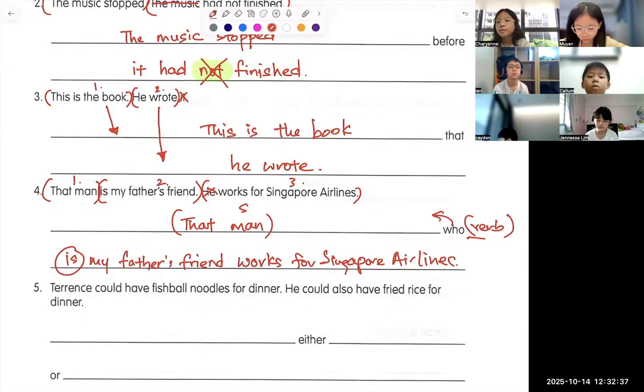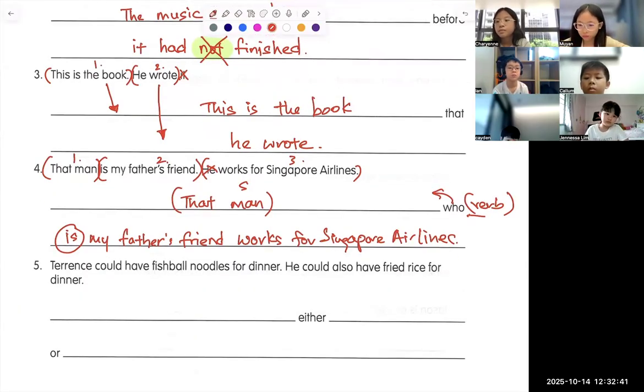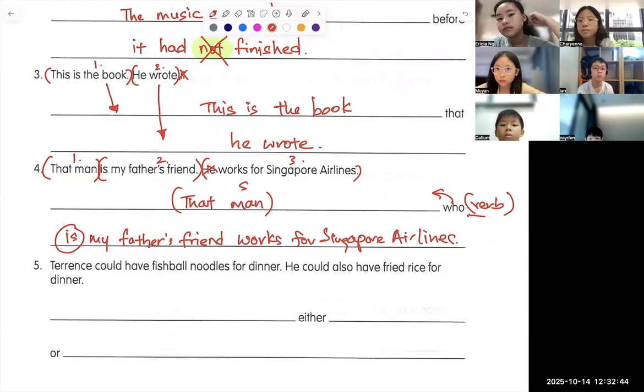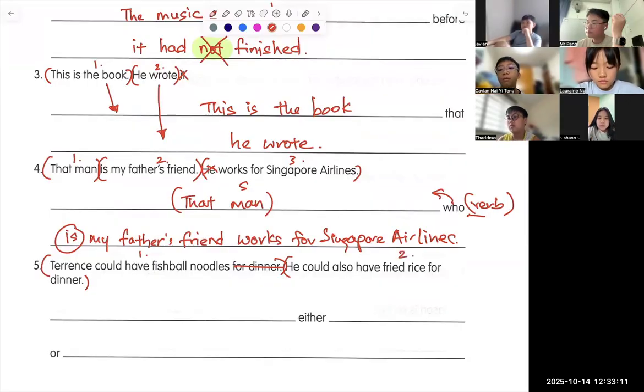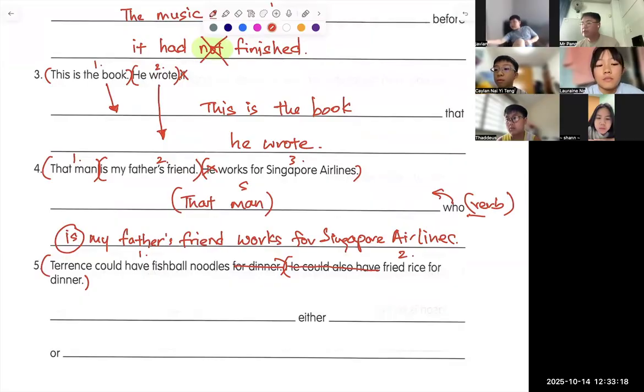Okay, question number 5. Right, this one is quite challenging. Janessa, you want to give it a try? Then we'll see whether you need help or not. Yeah, go ahead, Janessa. Okay, so firstly, we need to bracket Terence could have fishball noodles for dinner and write number 1. And then after that, for the number 1, cancel for dinner. And then after that, bracket he could also have fried rice for dinner, and write number 2. Then after that, cancel he could also have. Okay, then can you read us your answer? The final answer is Terence could either have fishball noodles or fried rice for dinner.